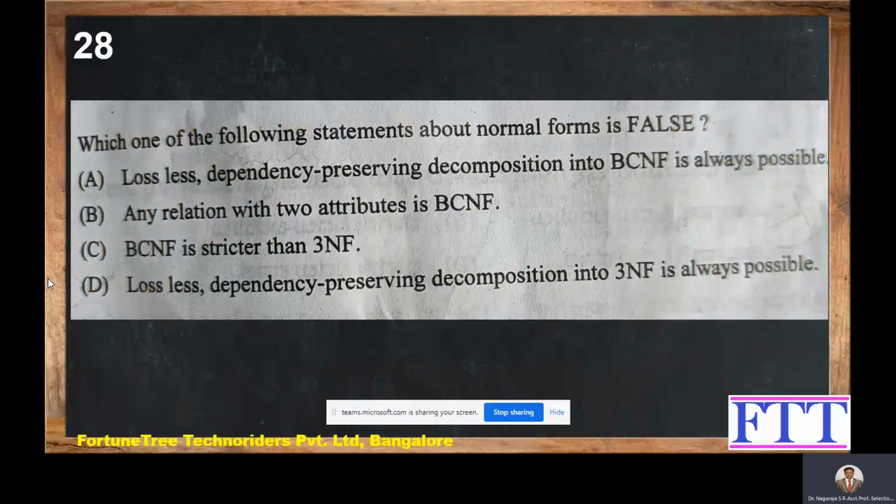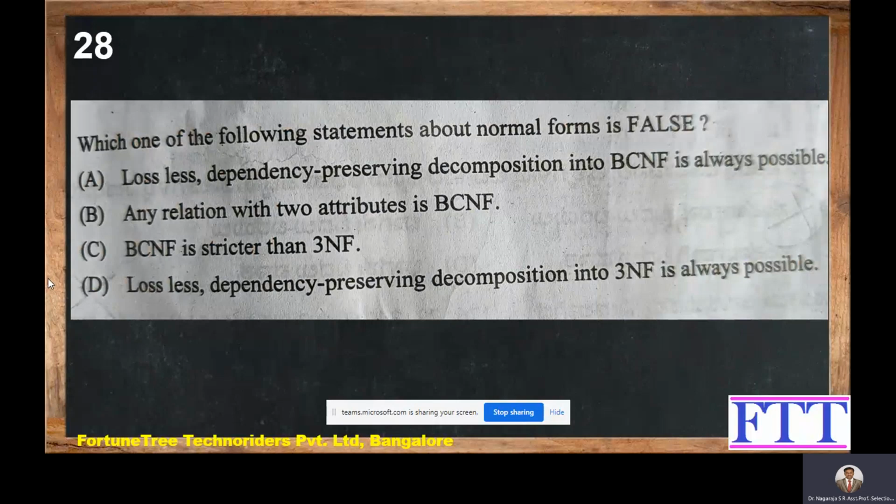So move to 28. Which one of the following statements about normal forms is false? Option A, lossless, dependency preserving decomposition into BCNF is always possible. Option B, any relation with two attributes is BCNF. Option C, BCNF is stricter than 3NF. Option D, lossless, dependency preserving decomposition into 3NF is always possible.